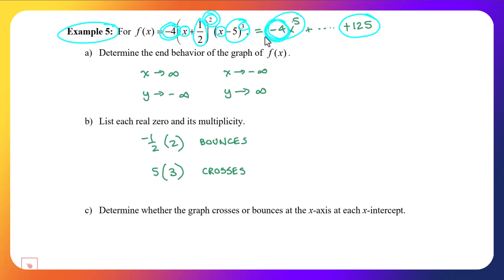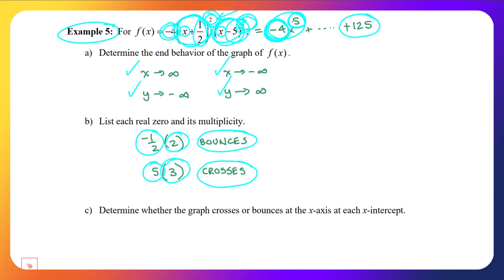The leading coefficient is negative, so the right hand goes down. The exponent is odd, so the left hand goes up, the opposite. The first factor gives us a negative 1/2 with multiplicity 2. So it bounces there. And the second one gives us a 0 of 5. It's cubed, so it has multiplicity 3. It's odd, so it crosses.